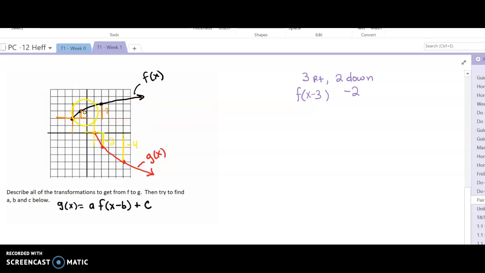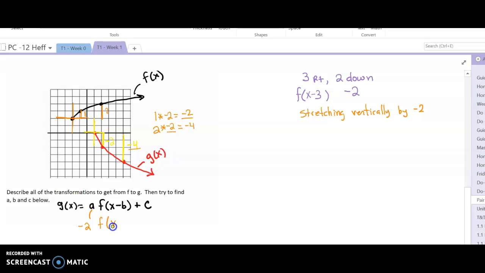So when I think about this 1 becoming negative 2, 1 times a negative 2 would give me that negative 2. And when I think 2, what would I have to multiply 2 by to get this new negative 4? Well, that would also have to be a negative 2. So that means I am stretching vertically by a factor of negative 2. So now when we think what we have, that means a is negative 2.